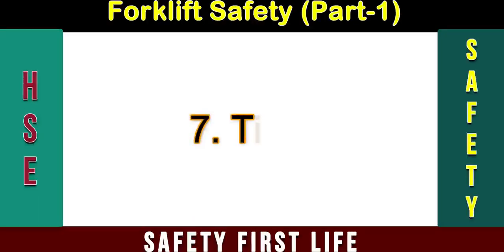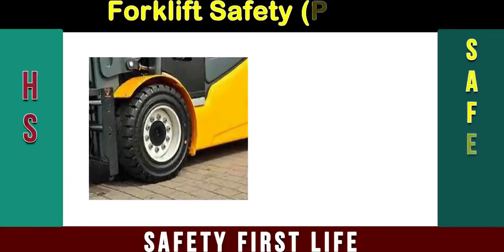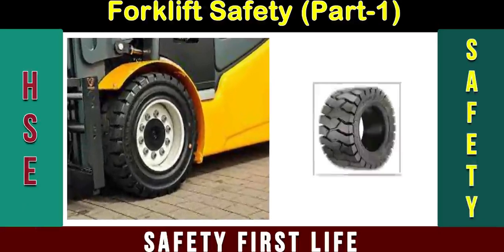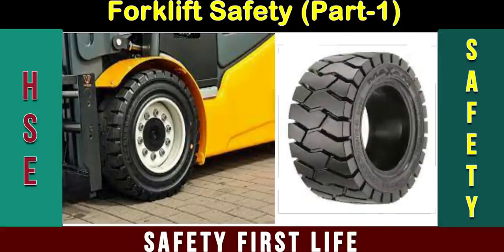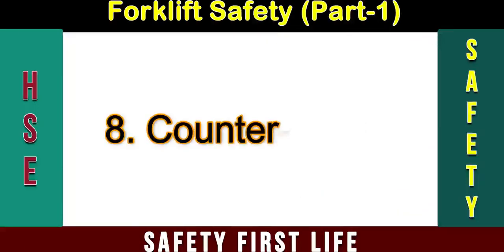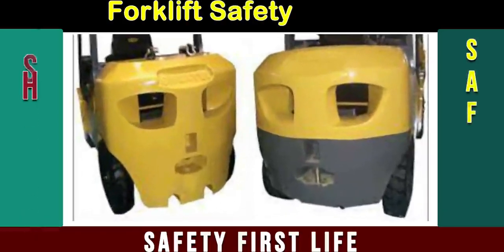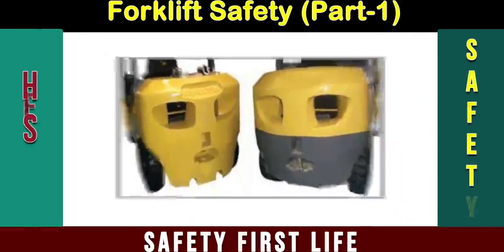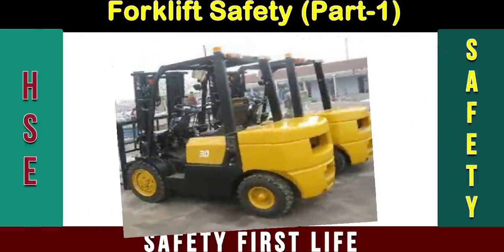Number seven, tires. Forklifts can have either cushion or pneumatic tires, depending on the type of surface they will operate on. Number eight, counterweight. The counterweight is usually located at the rear of the forklift and helps balance the weight of the load being lifted.